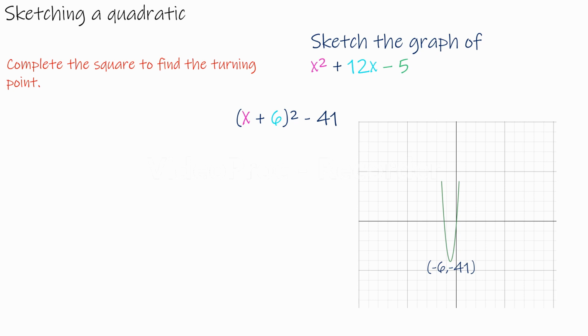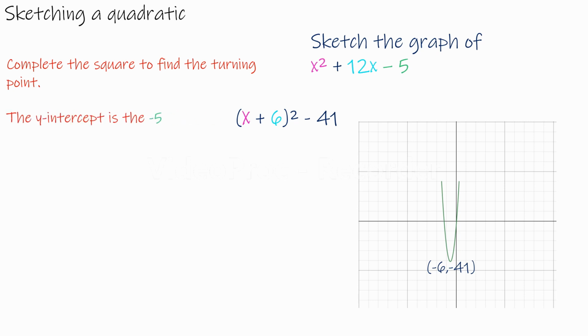This turning point will also help us to determine exactly which quadrant our graph is going to go in. As you can see here, both of the numbers are negative, so we can take an estimate as to where on these axes minus 6, minus 41 will be and plot a point there, then draw the quadratic from that.